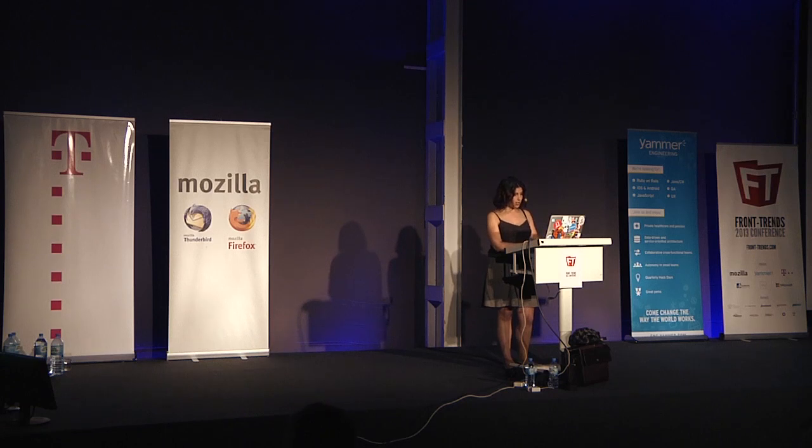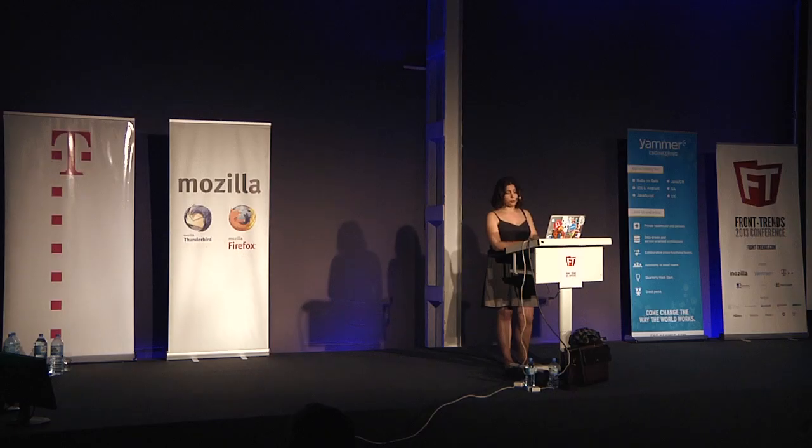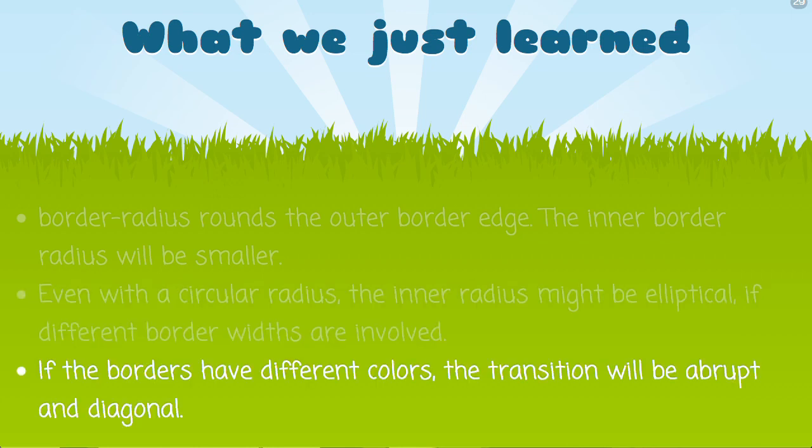So what we just learned, border radius rounds the outer border edge. The inner border radius will be smaller, and that's why it's called border radius. Even with a circular radius, like 40 pixels, the inner radius might be elliptical if you have different border widths. And if your borders have different colors, the transition will be abrupt and diagonal.